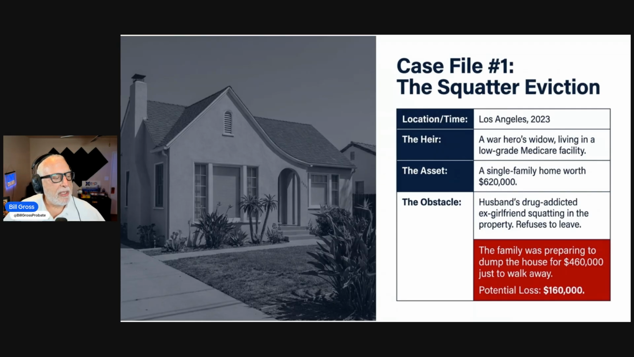And so they were going to dump the house at, I think, 460. I'm not sure if it was 460 or 360, but they were going to dump the house. They were desperate because she was living really in squalor and had no other option. And so what we did was, I found there are eviction attorneys who are like paper pushers and process servers and such.